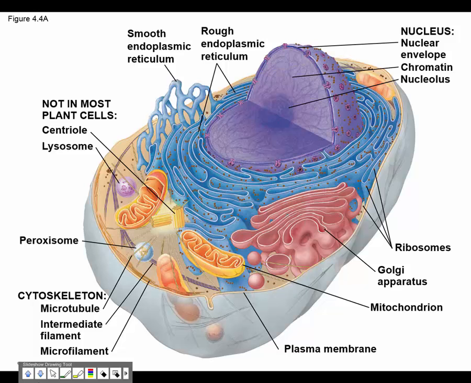So here's your animal cell. Okay? So if you look, centrioles and lysosomes are not found in plant cells, but just about everything else is. Mitochondria are found in plant cells, and test questions like to pick that apart because a lot of people think mitochondria occur in animal cells but not plant cells, so that's usually the one they like to pick. Both of them have a nucleus, nuclear envelope, and ribosomes.